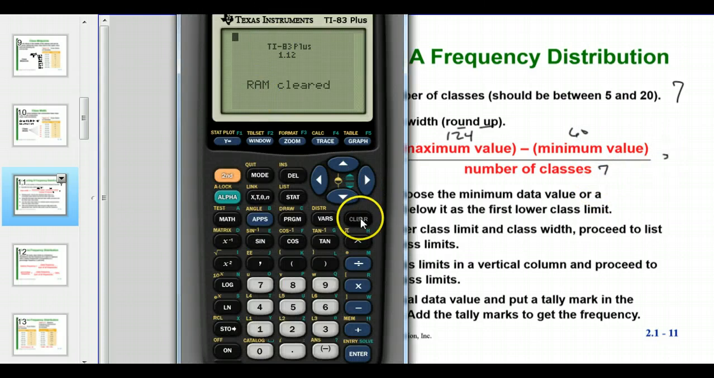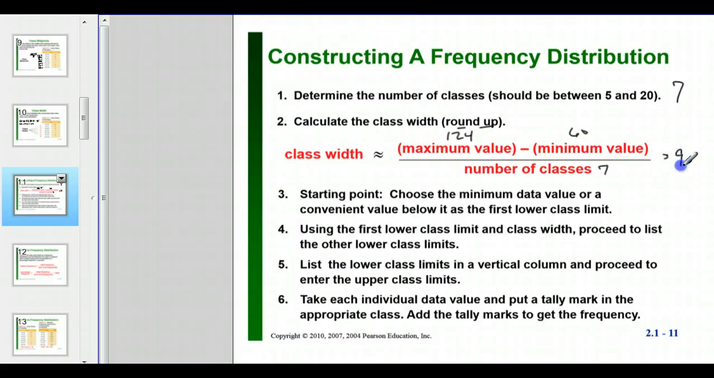Alright, bring out my calculator. 124, make sure you do it in parentheses if you're going to do it all in one step. 124 minus 60, divided by 7 is 9.1. Okay, but because it says round up, even though by rounding rules that doesn't round up, we would still round it up to 10. So that's going to be my class width.